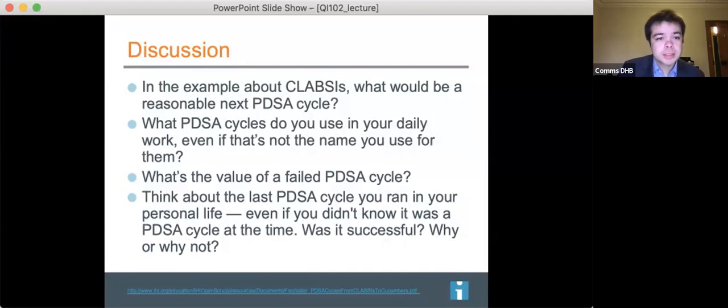So a common place that you might, in your personal life, want to use a PDSA cycle is starting up exercise, which is commonly quite a difficult thing. Usually people might do that around the time of New Year as a New Year's resolution. So your first PDSA cycle might be New Year's Day, where you go out for a jog. And then the next PDSA cycle might be for the next week. And that's where some people might start to see their PDSA cycles fail.